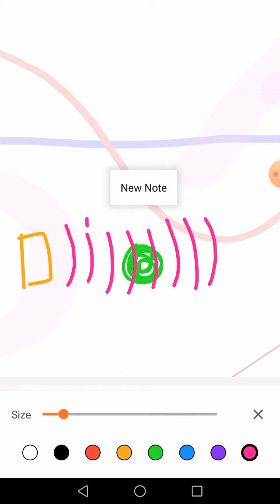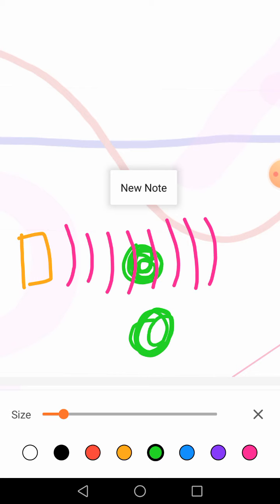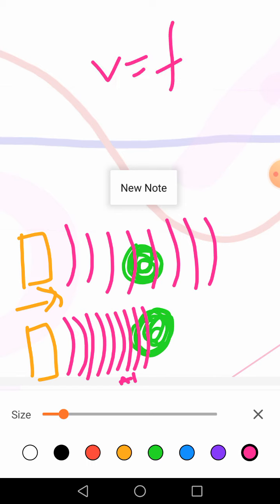Now what happens when the source is moving towards you? You are the observer, and imagine that the source is moving towards you. When the source is moving towards you, the waves get closer, so the wavelength decreases, and you know v equals f lambda. So if the wavelength decreases, then the frequency of the wave increases. That's why you hear the frequency increasing.